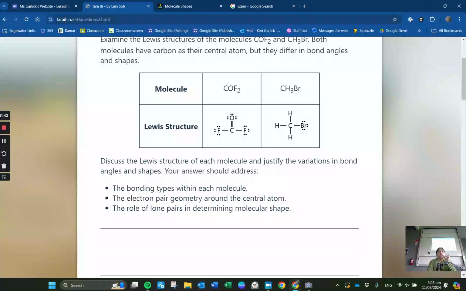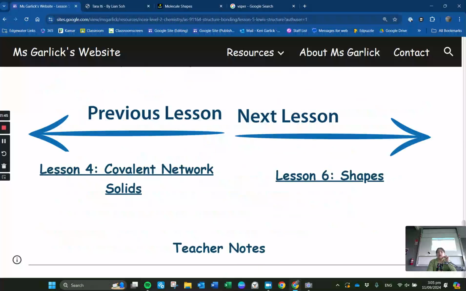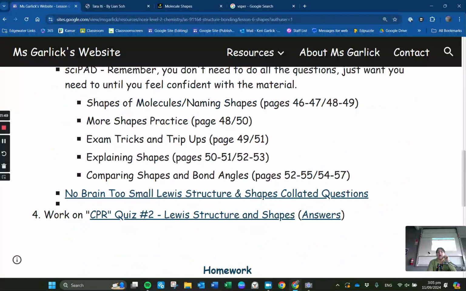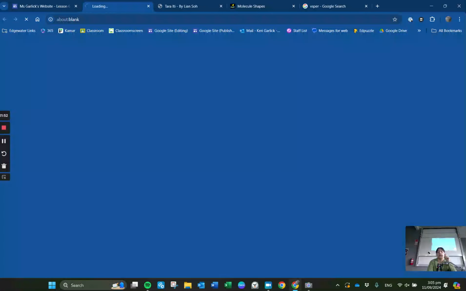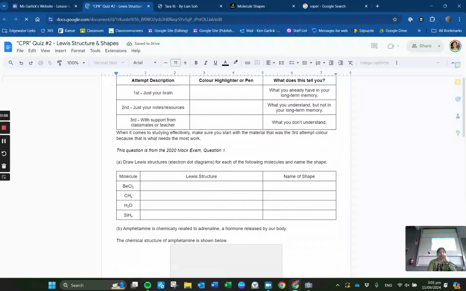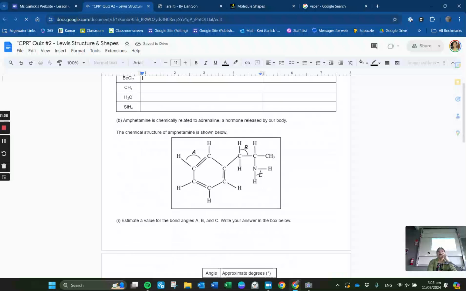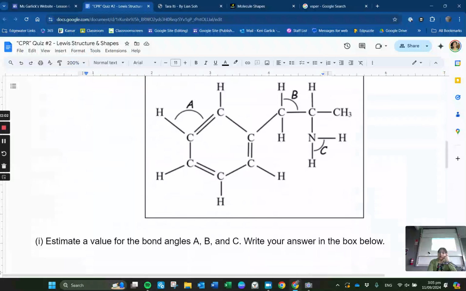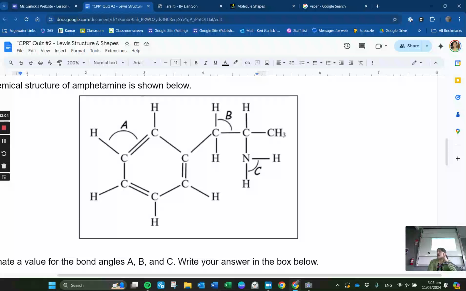All right, let me show you the CPR quiz because I just want to show you guys something in case it comes up and I don't want you guys to be thrown off by it. I have seen it actually on the exam. It is from a mock, I think this one. But I don't want you to freak out. Every so often, they like to give you a nasty molecule like this. And now you're like, where the hell is the center?